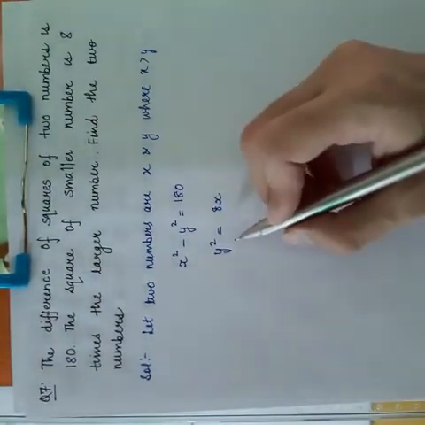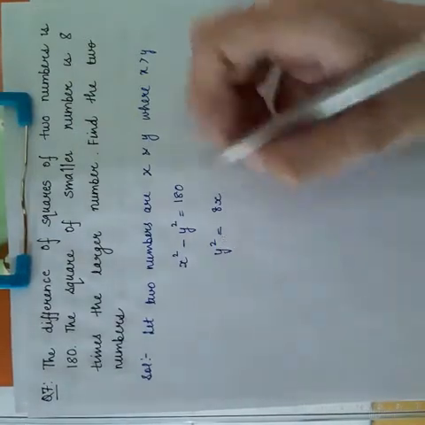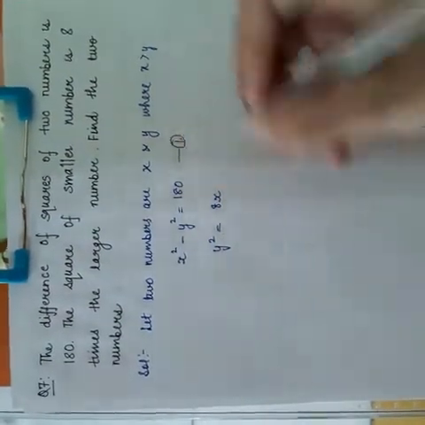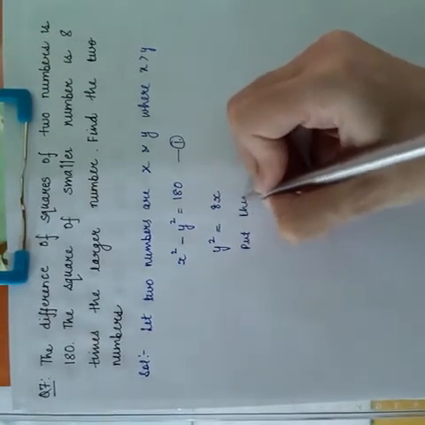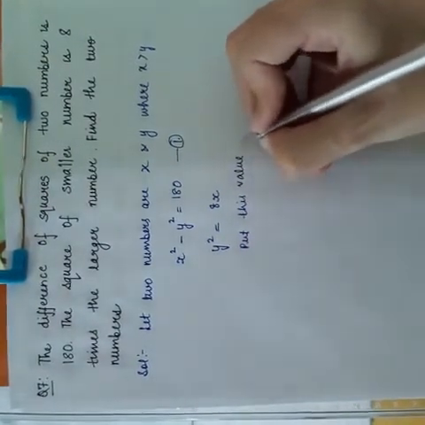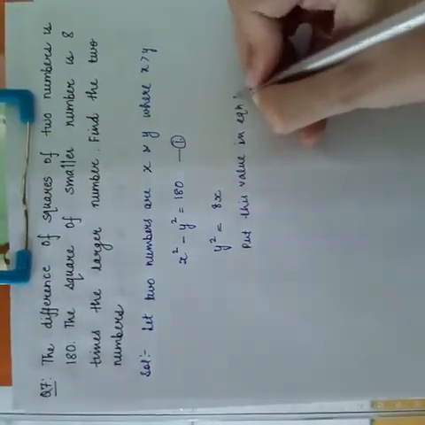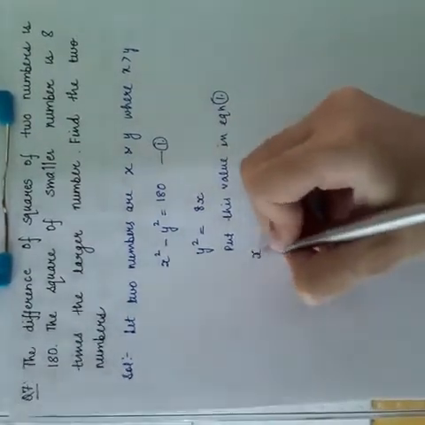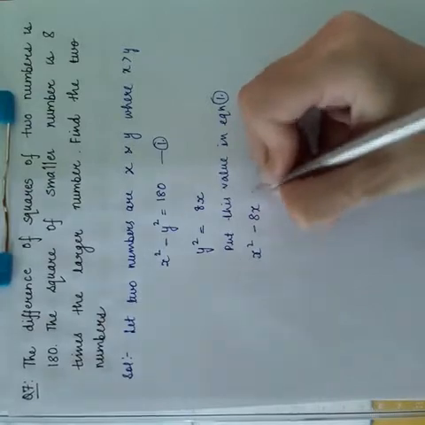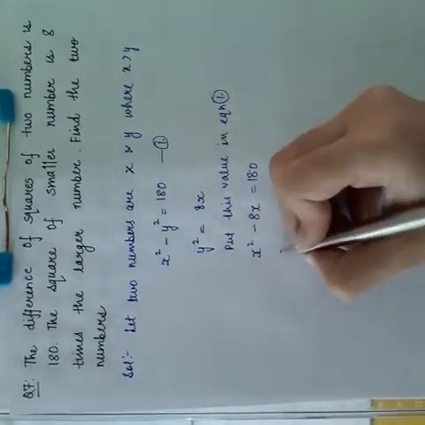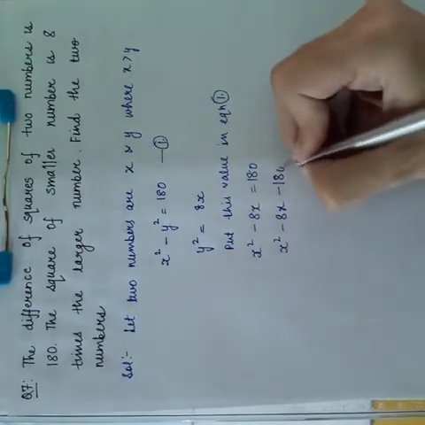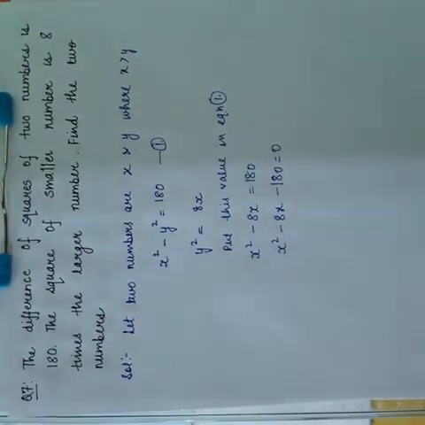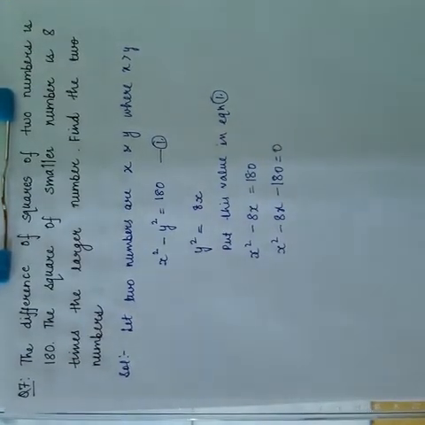Now what we will do here is, we will substitute the value of y square in this equation 1. Put this value in equation 1. We get x square minus 8x is equals to 180. X square minus 8x minus 180 equals to 0. This is your required quadratic equation.